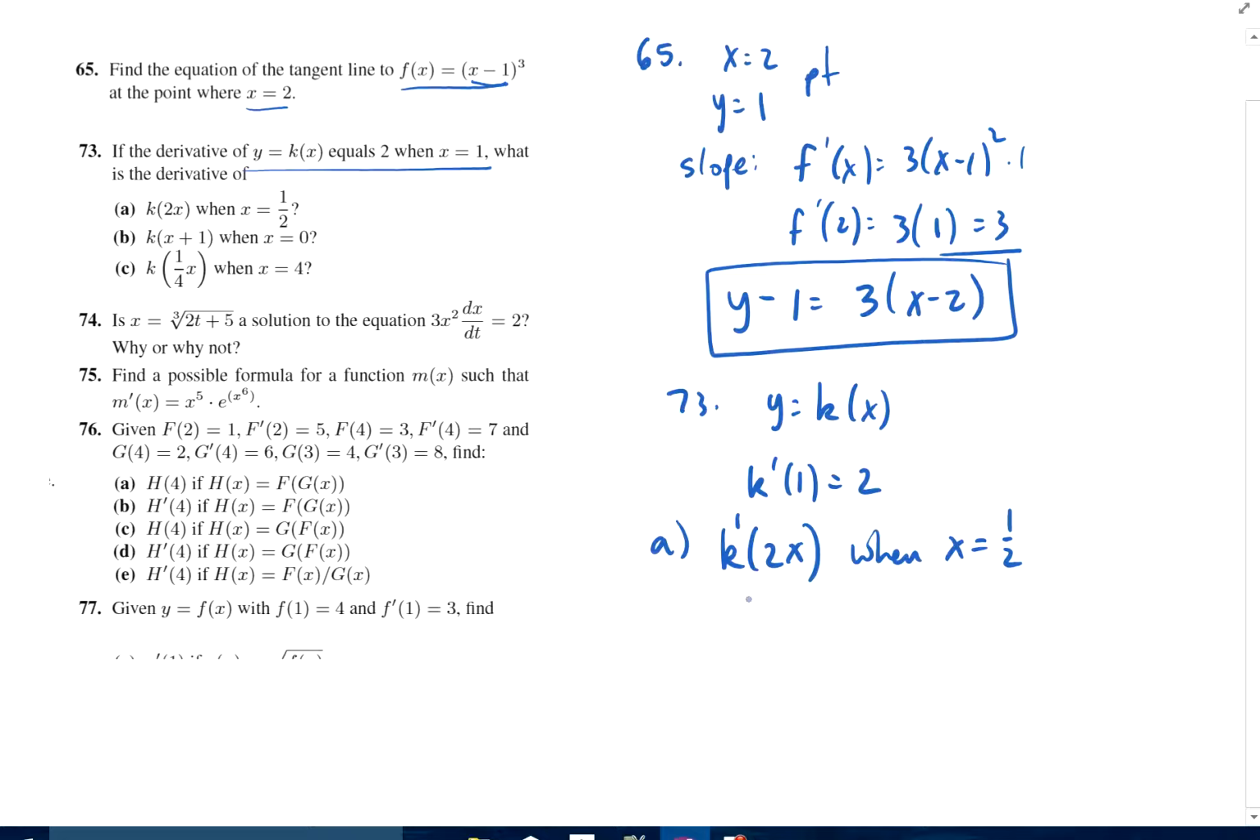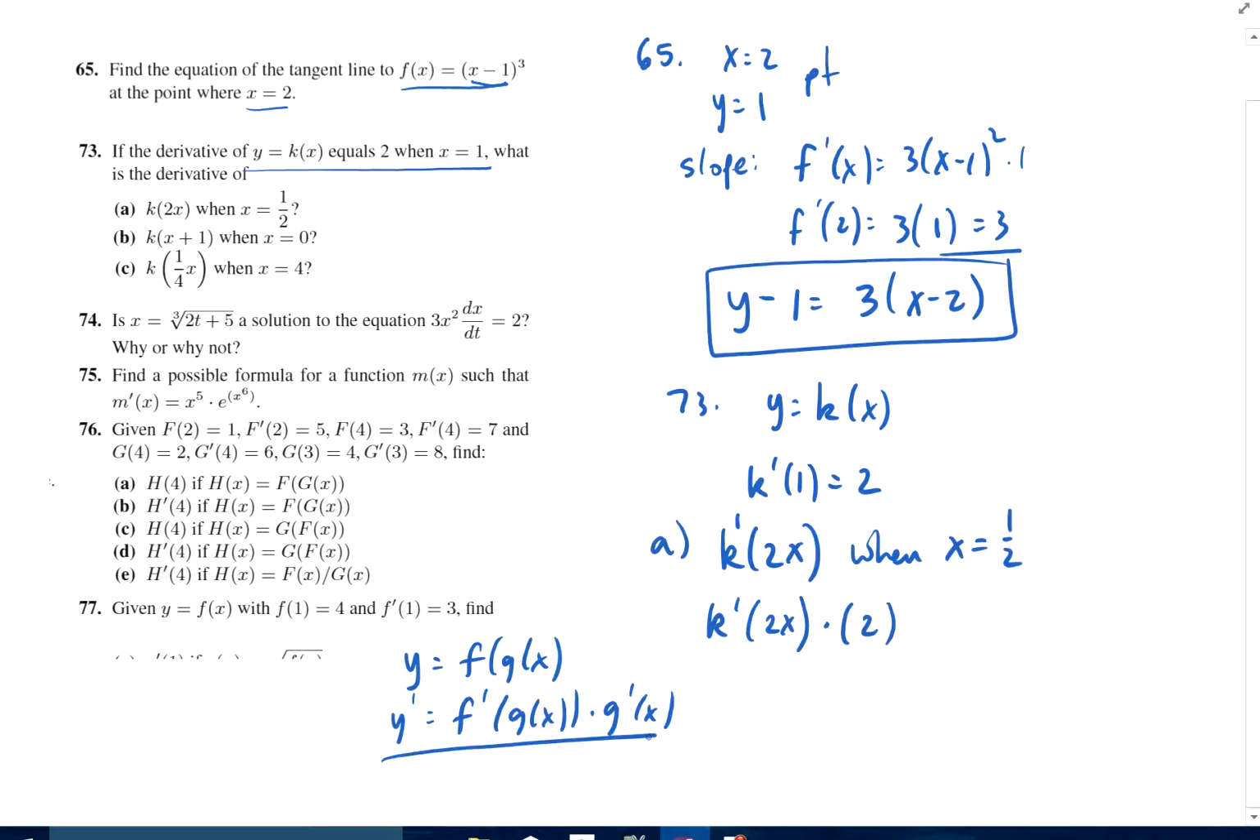Okay, well this is really saying, can you apply the definition of chain rule? Okay, so I know the definition, the derivative of this is k prime of 2x times the derivative of the inside. Alright, that is what I'm using is this. Y equals f of g of x. Then the derivative is f prime of g of x times g prime of x. Right, that's the definition.